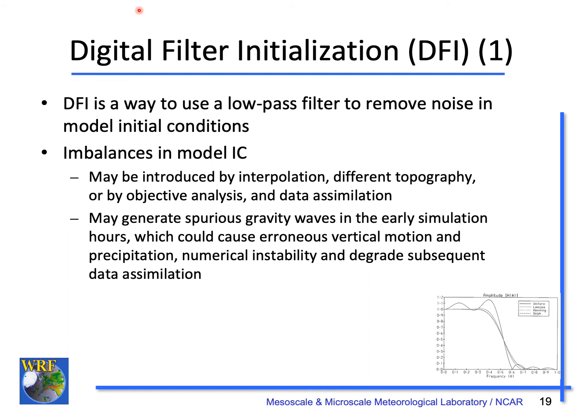The imbalance can generate spurious gravity waves in the early simulation hours, which could cause erroneous vertical motion and precipitation, and even numerical instability. As this imbalance affects short-range weather forecasts more, using this technique is useful for improving 1 to 6 hour model forecasts. If we are more interested in longer forecasts, the model is capable of sorting this out and producing a balanced solution for later simulation hours.